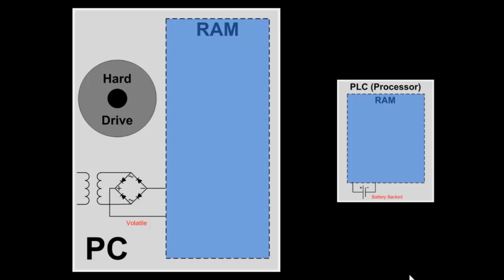You see two pieces of RAM here. In the PC, the RAM is kept alive by the power from the power supply. In the PLC, it might have flash RAM, it might have EEPROM, most likely it's battery backed. The first thing you do in your laptop is you load RSLinx.